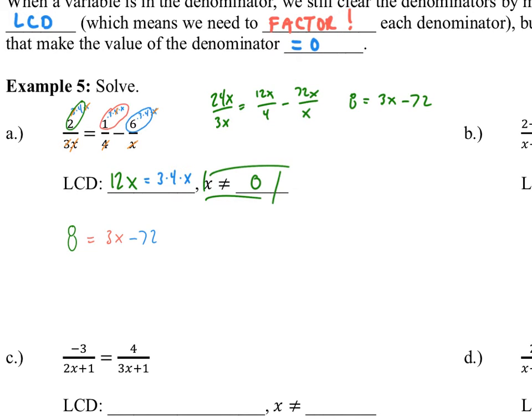But with a problem like this, neither one of them seems particularly easier. So, of course, I want to add 72 to both sides, which would give me 80 on the left equals 3x divided by 3. So x would equal 80 over 3.